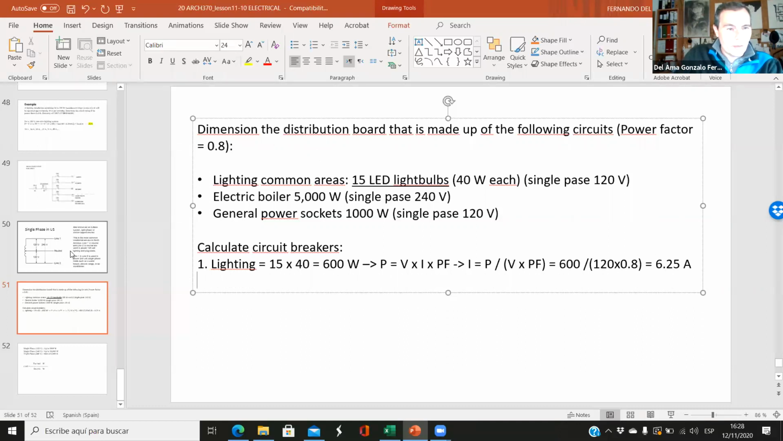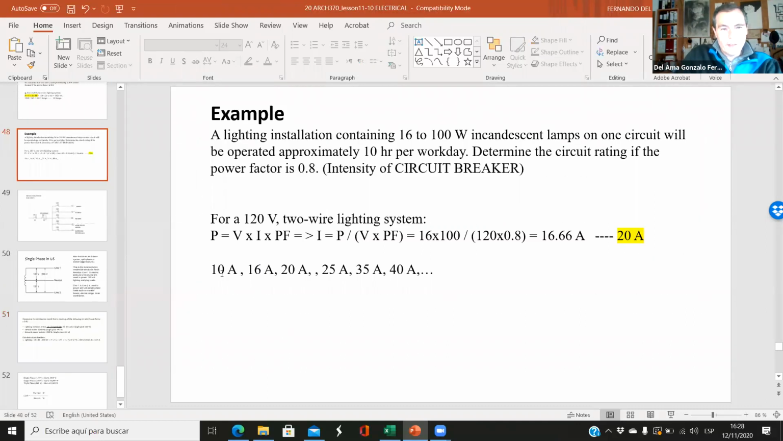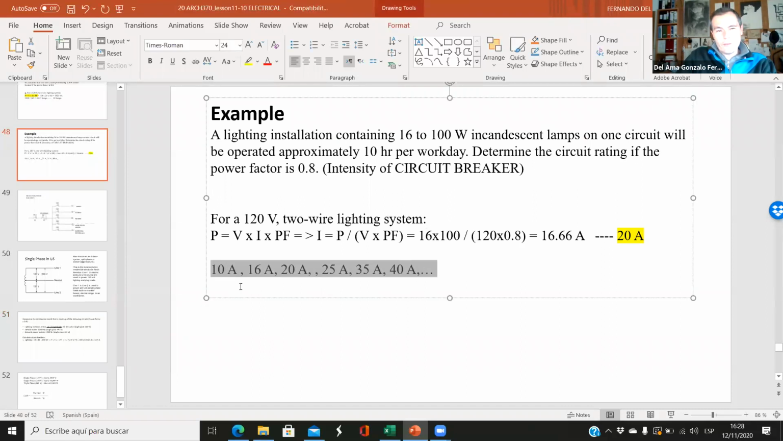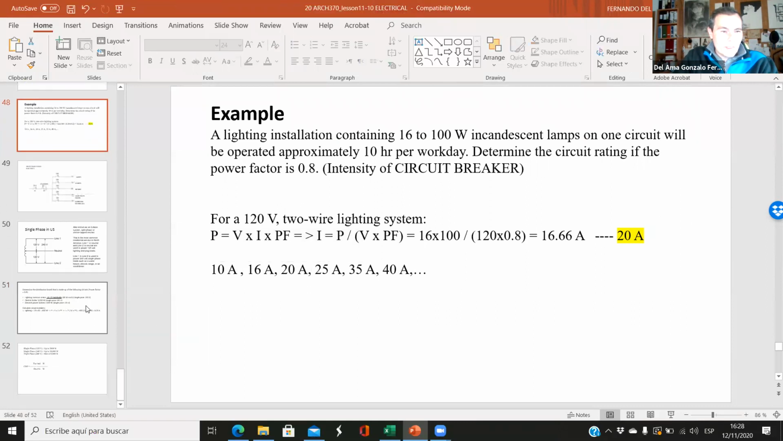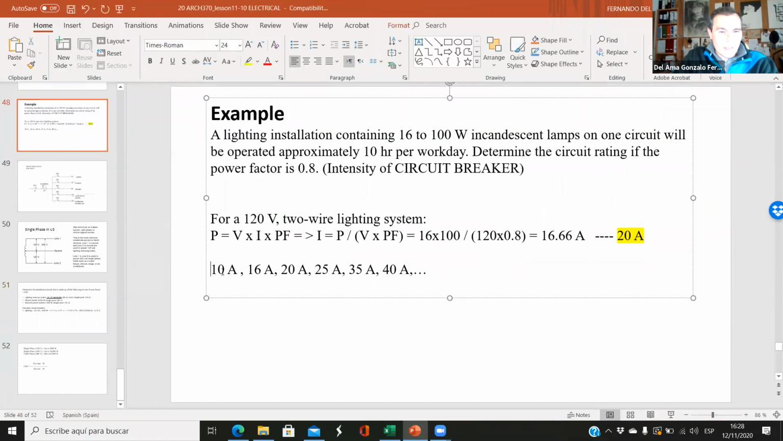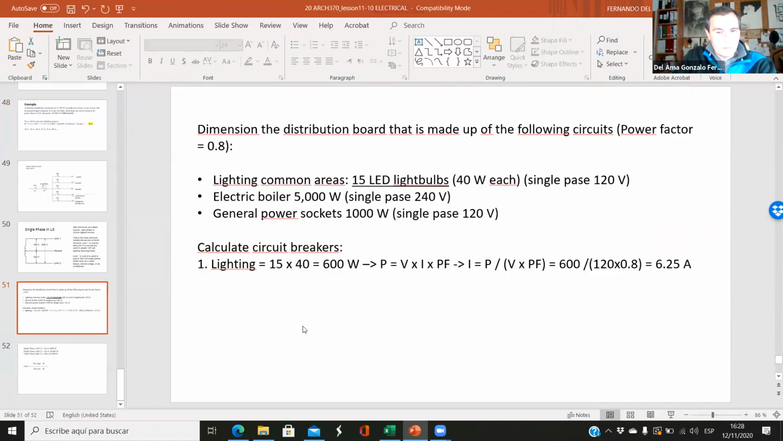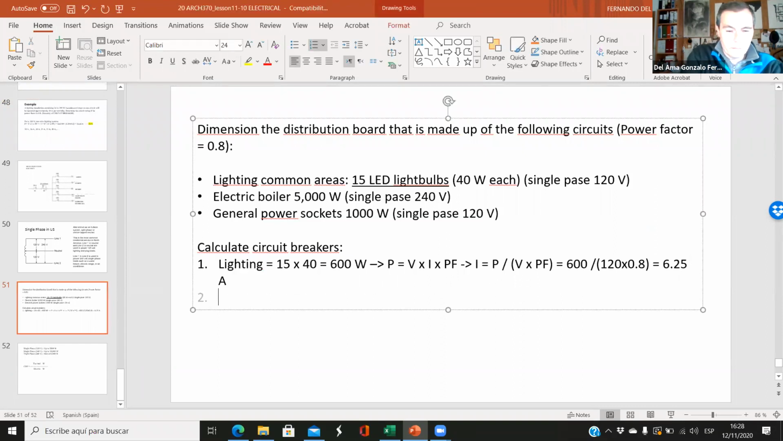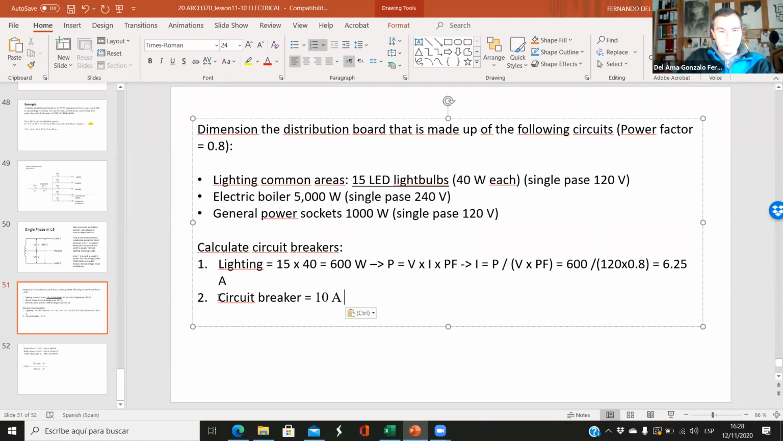So what is this circuit breaker? If you remember, I told you that commercial circuit breakers are these: 10, 16, 20, 25, 35, 40. So if our maximum intensity is 6, then the circuit breaker should be 10 amperes. There you go.